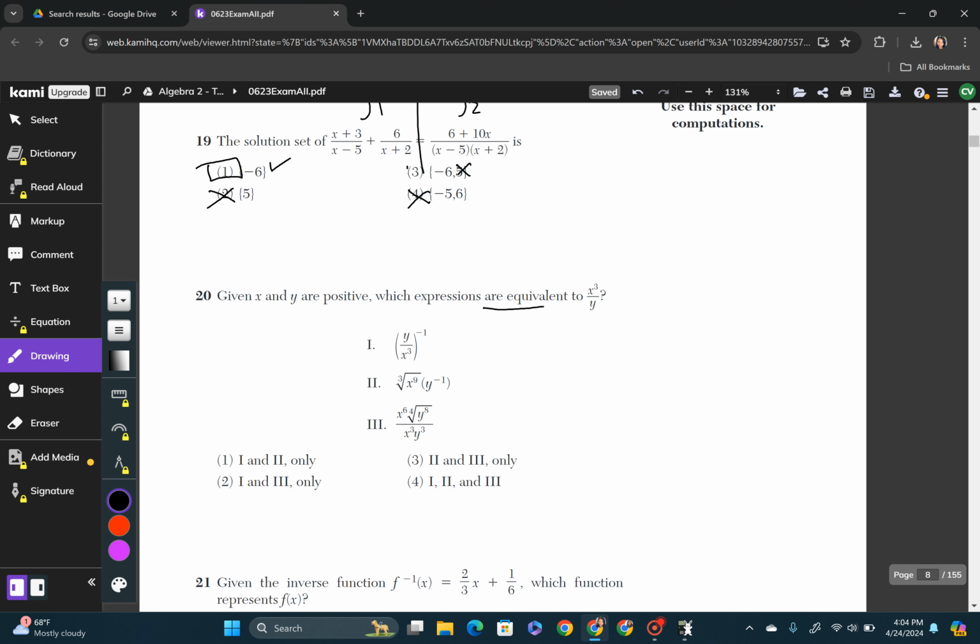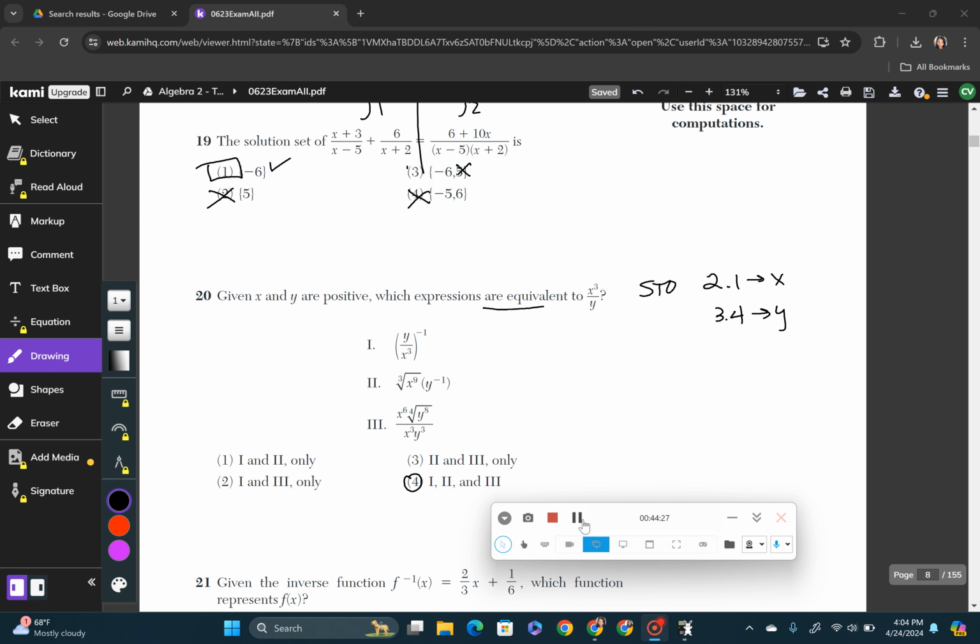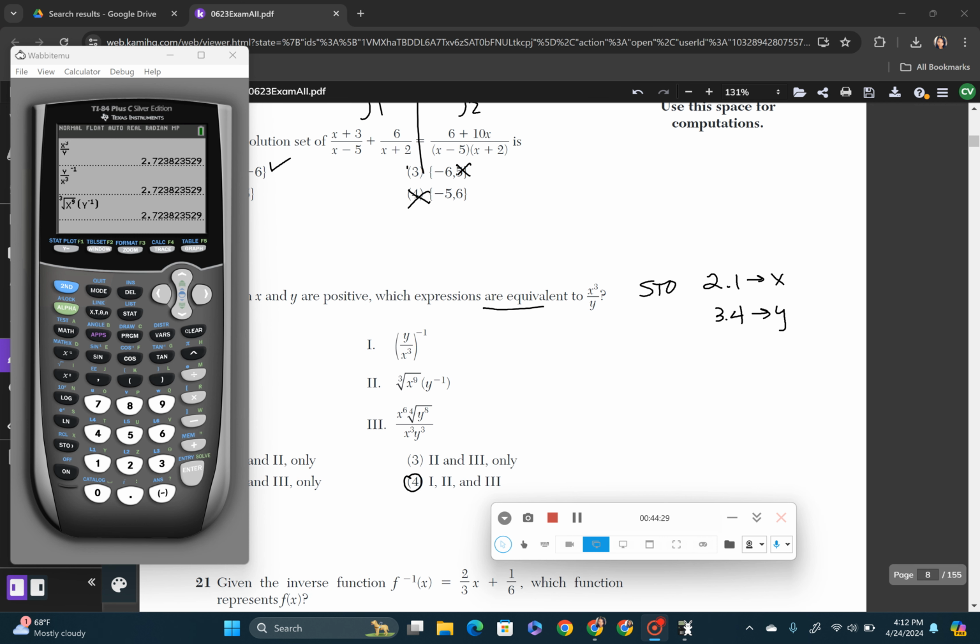So I usually store 2.1 in for x and 3.4, 3.5 in for y, and then see which one is the same thing. And you will see for question number 20, I did do this ahead of time. Question number 20, I did get choice 4. 1, 2, and 3 are all the same, and they are all equivalent to the functions, okay? So I just wanted to show you real quick, right? So I plugged in the original, plugged in each of the other ones, and you'll see that they are all exactly the same. So choice 4 is correct.